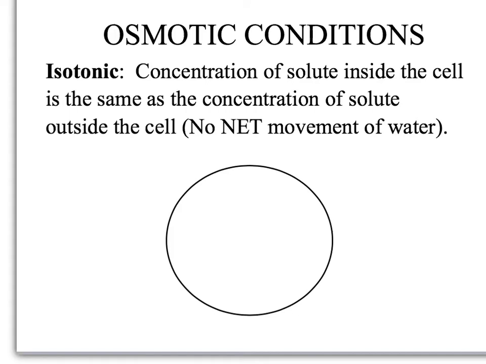So the first osmotic condition is called isotonic, and an isotonic condition or environment occurs when the concentration of the solute inside the cell is the same as the concentration of the solute outside the cell. So remember back in the Unit 3.3 video, I talked about the solute being the stuff that was dissolved in the water, like the Kool-Aid powder that's dissolved in the water. And so what we're really looking at here is how much solid is dissolved inside the cell and outside the cell. And then based on that, what's going to happen with the water.